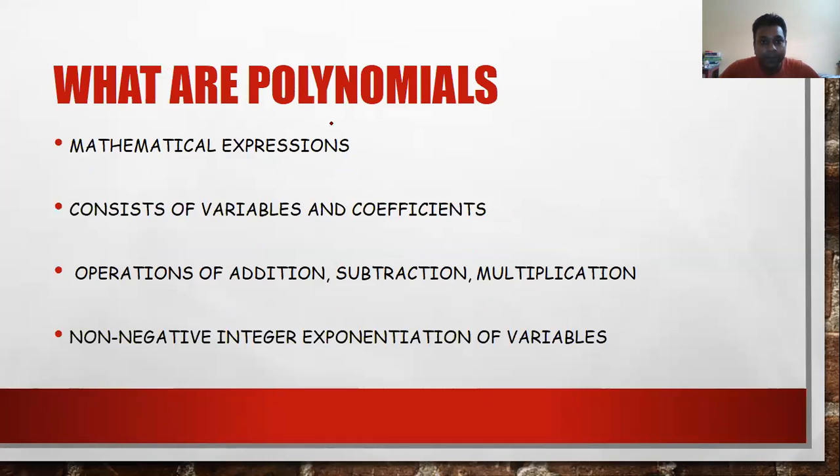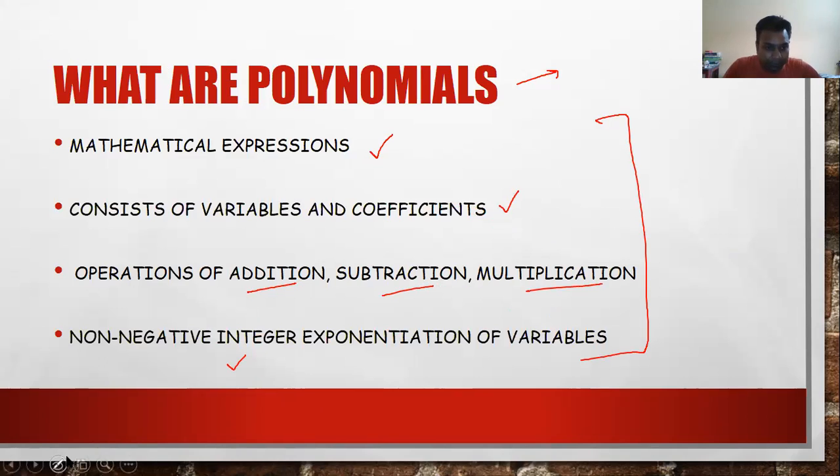Now first of all, starting with the polynomial. What are the conditions in which a mathematical expression becomes a polynomial? First of all, it should be a mathematical expression. Second, it should consist of variables and coefficients. It should have the operations of addition, subtraction, and multiplication. And we should have non-negative integer exponents on the variable. All these four things are required to have in a polynomial.